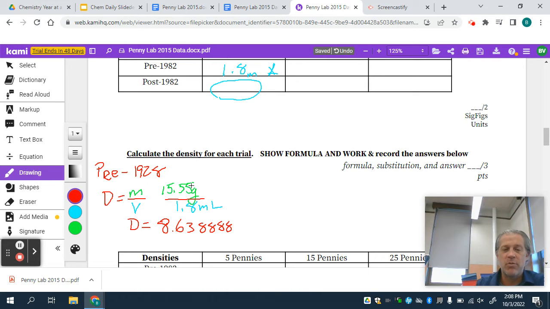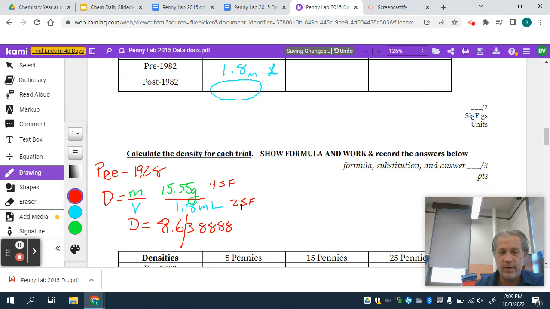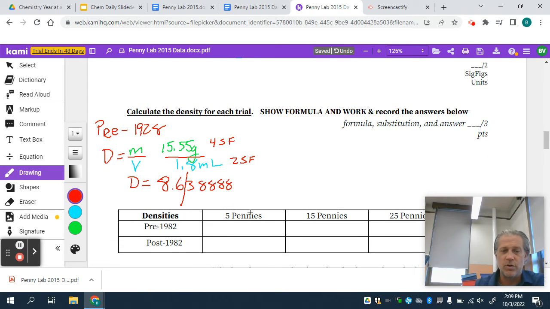Now, what we're going to do next is we're going to have to assess significant figures. So 15.55, some of you are yelling at your computer, is 4 sig figs. 1.8, some of you are yelling at your computer, is 2 sig figs. So my answer has to have 2 sig figs. So when I take my answer, I'm going to round this, and the 3 does not round that 6 up. So I'm going to simply record 8.6, and that's going to be grams over milliliters. And so we did that with the pre-1982 pennies.